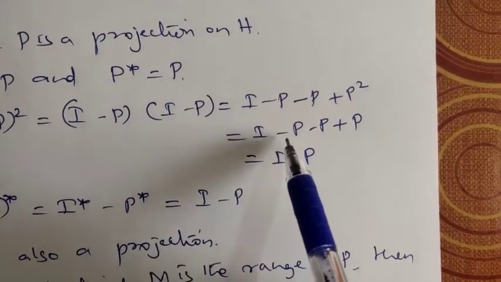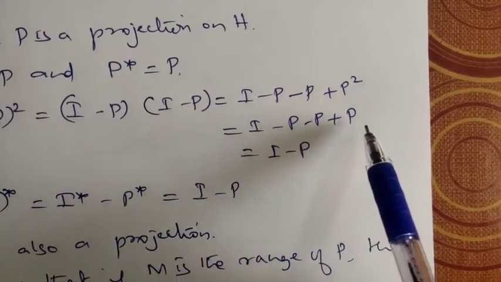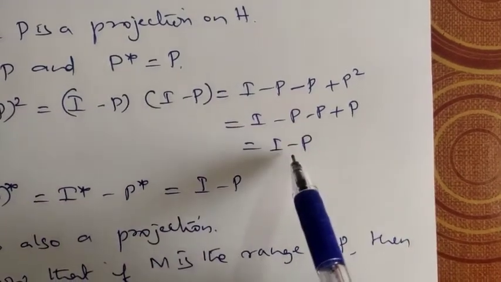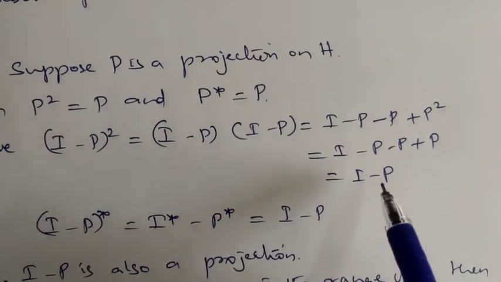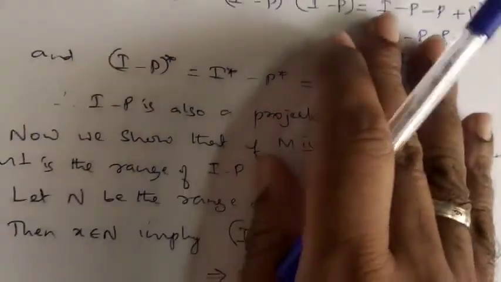So this is equal to I minus P plus P minus P. So these two get cancelled. We get I minus P only. Therefore, (I minus P) whole square is equal to I minus P. Let's check the second condition.